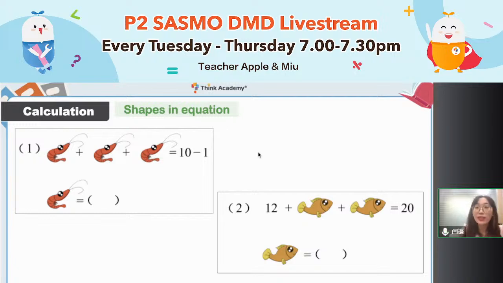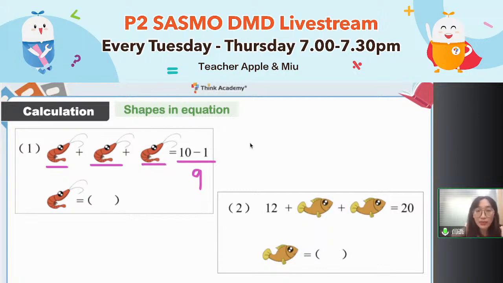What is this? One shrimp equals to what? Try it. You add 3 shrimps together and then you get... okay, good job. You only need to figure out 1. So what should we do? Firstly, you just do what you can do. That is 10 minus 1. We get it should be 9. So then can we just say, okay, 1 shrimp equals to 9? No. Try to observe the equation. 1, 2, 3. 3 shrimp add together and then you can get 9.